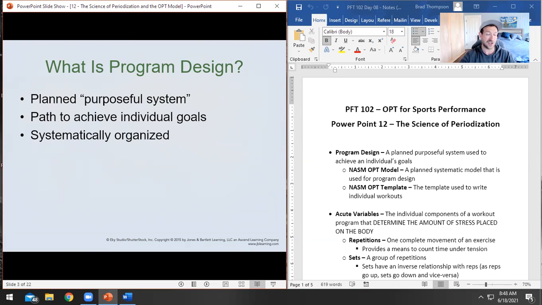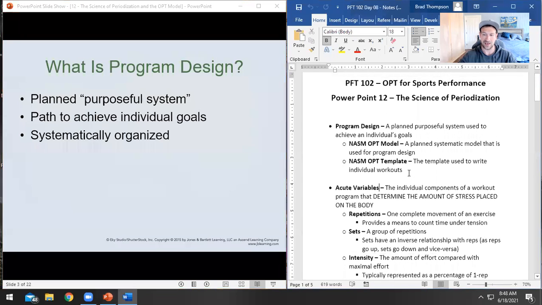Officially, I like to call them program design classes because when you think about what it is on the whole, you are learning how to design programs for this person for their entire lifestyle, right? We're talking about how to do this over a long period of time, which is why I think it describes it really well. You take a look here, the path to achieve an individualized goal. That's what we're talking about when we say overall program design. So, it's a planned, purposeful system used to meet those goals.